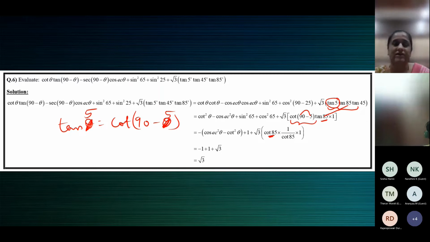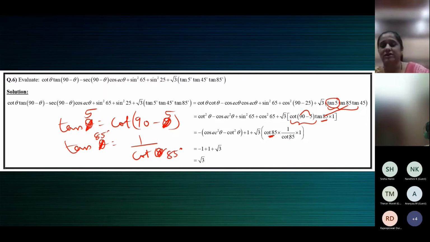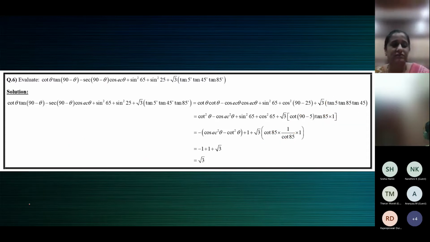Now write tan 85 as a reciprocal. Tan theta is equal to 1 by cot theta. So theta is 85. Tan 85 degrees is equal to 1 by cot 85 degrees. So 1 by cot 85. Now cot 85 gets cancelled. Now everything is numerical. Simplify that.